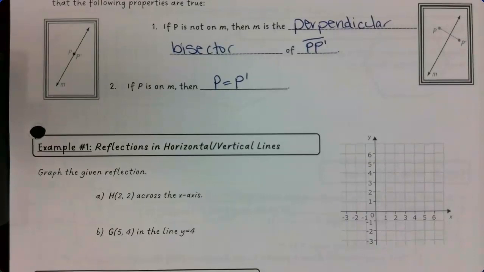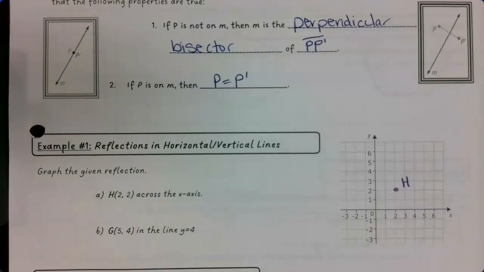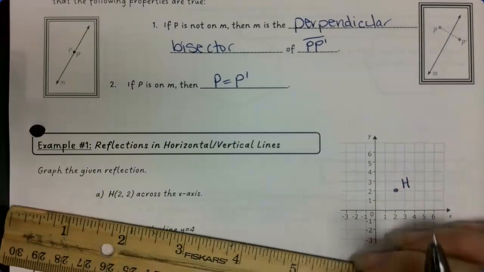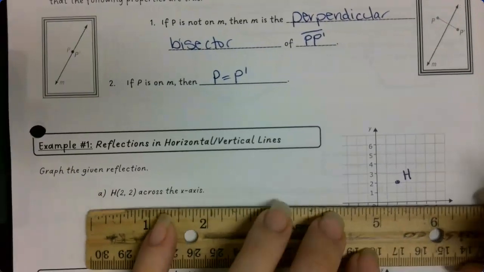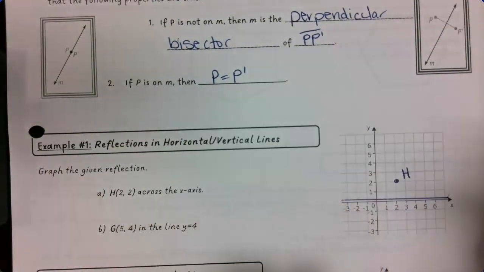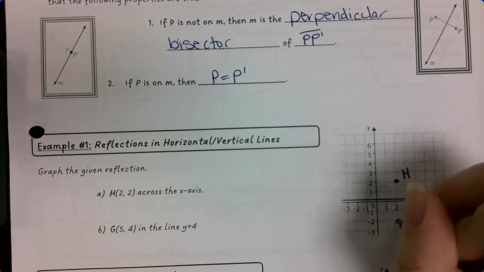So our first example is reflections with horizontal and vertical lines. A wants me to reflect across the x-axis. So the first thing I'm going to do is plot this point. My x-axis is the straight across line right here. So if I'm 2 above it, then I'm going to move 2 below it for my H prime.